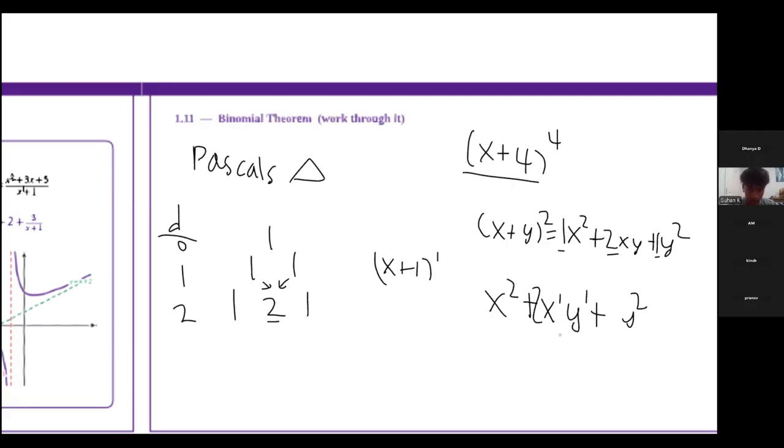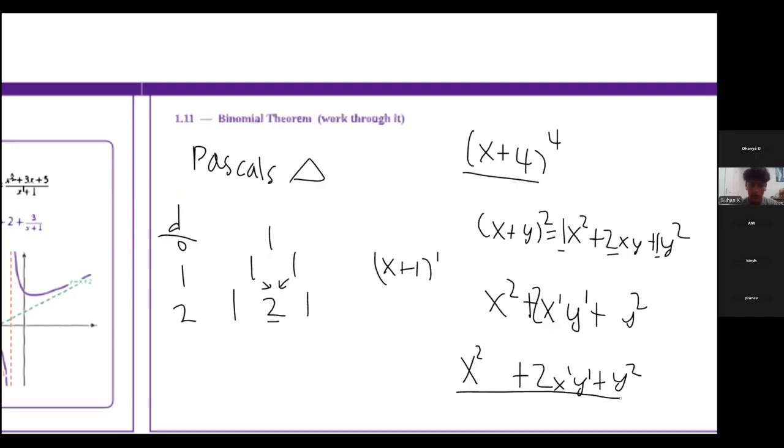So it's x squared times y to the 0, plus 2, because we get this number 2, 2x to the 1 times y to the 1, and then plus y squared x to the 0. And since anything to the power of 0 is just 1, we can erase the x to the 0 and y to the 0. And from that, we get x squared plus 2xy plus y squared. So any questions on how we're getting that right there?